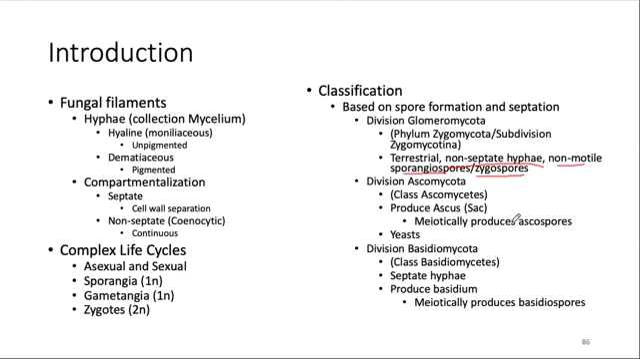And then you have the division Ascomycota with members Ascomycetes. They will produce a sac-like structure in which you will find their spores. The structure is known as ascus, and they produce spores sexually, so meiotically. An example would be yeast. Then you have Basidiomycota. They also have septa. They'll produce a structure known as basidium, on which the spores are contained or carried, and they will also produce spores sexually by meiosis.